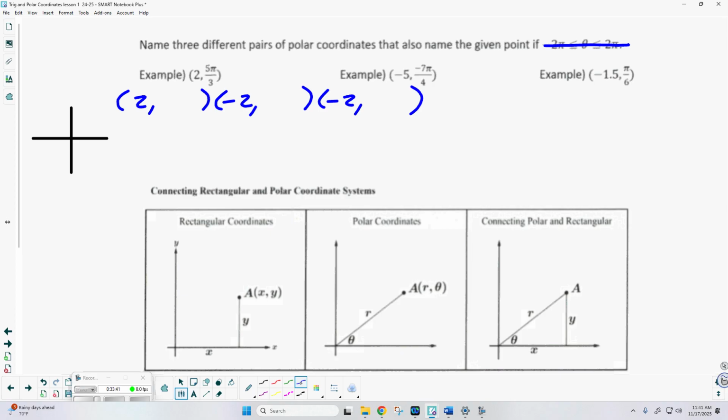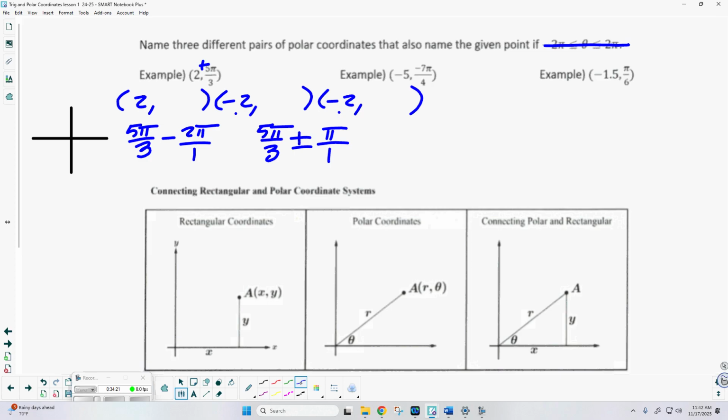So if I want the radius to stay the same, this is when I'm going to take my angle, and I'm going to either add 2 pi or subtract 2 pi. Okay. Which one am I going to do here? Because we have a positive angle, the opposite would be to subtract. Okay. And then if I want to change the sign, that's when I'm going to take my angle and add or subtract half a revolution, pi. Okay.